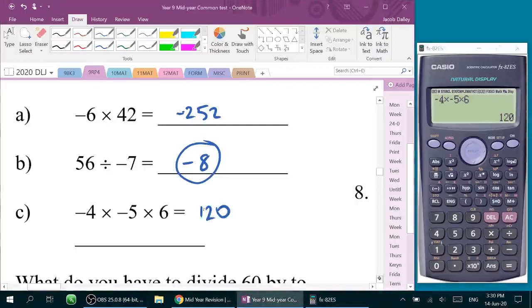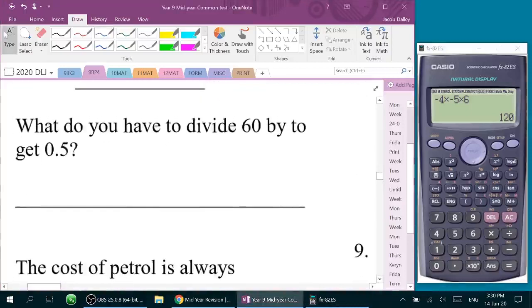Alright, next one. What do you have to divide 60 by to get 0.5? Alright, so if we had 60, we want to divide it by some number, and we're going to get 0.5.